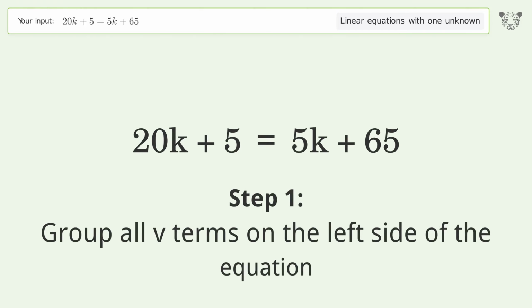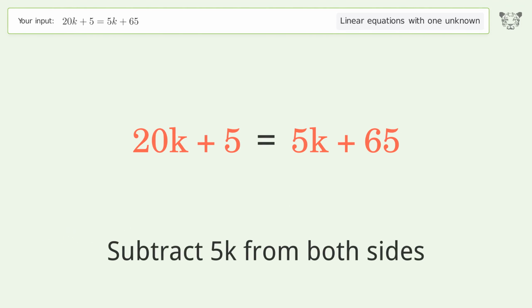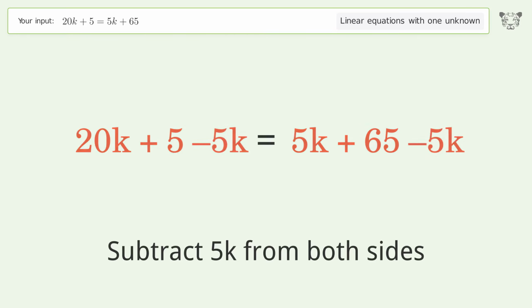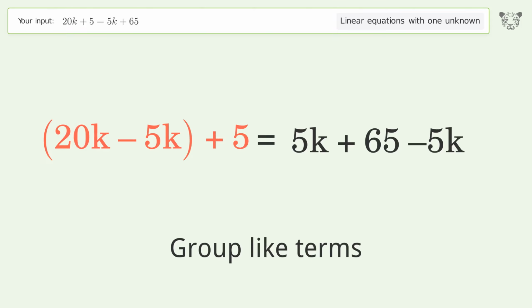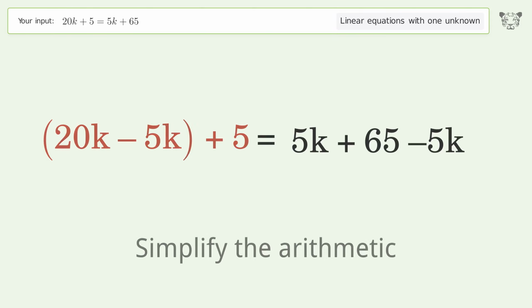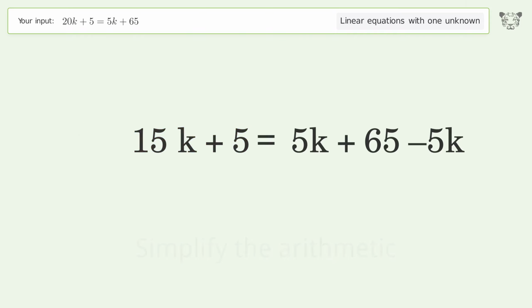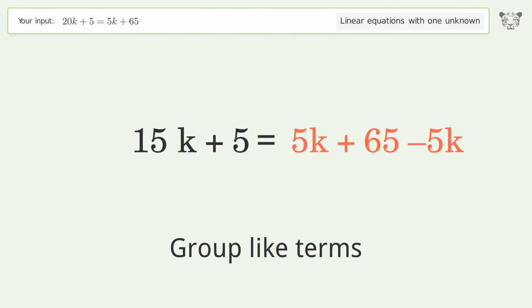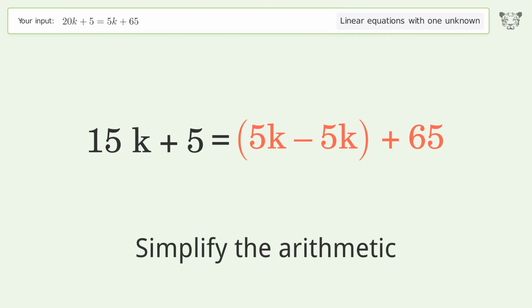Group all k terms on the left side of the equation. Subtract 5k from both sides. Group like terms. Simplify the arithmetic. Group like terms. Simplify the arithmetic.